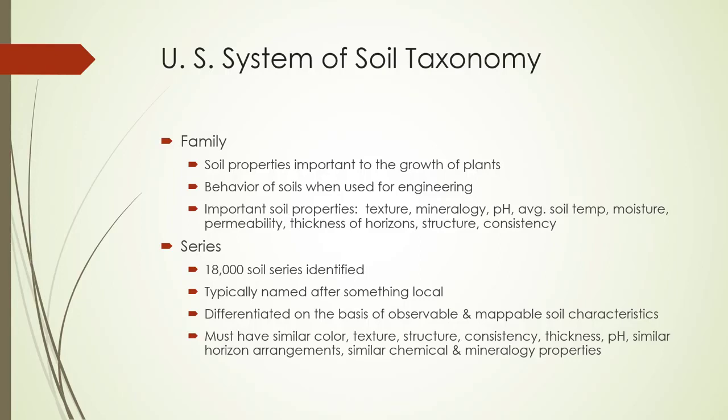And then series, which you've probably come across in your studies of your area. 18,000 soil series are identified. They're typically named after something local. They're different on the basis of observable and mappable soil characteristics. They must have a similar color, texture, structure, consistency, pH, chemical and mineralogy properties.